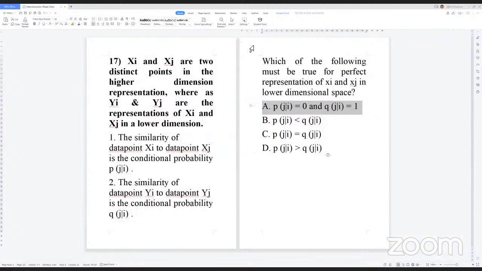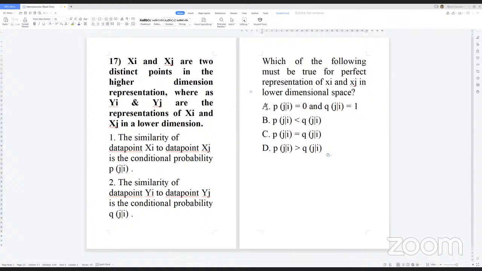So this is a question. 17th question. Xi and Xj are two distinct points in the higher dimension representation, whereas Yi and Yj are the representation of Xi and Xj in lower dimension. First condition, the similarity of data point Xi to data point Xj is a conditional probability Pj by i. Second, the similarity of data point Yi to data point Yj is a conditional probability Qj by i. Which of the following must be true for perfect representation of Xi and Xj in lower dimension space?